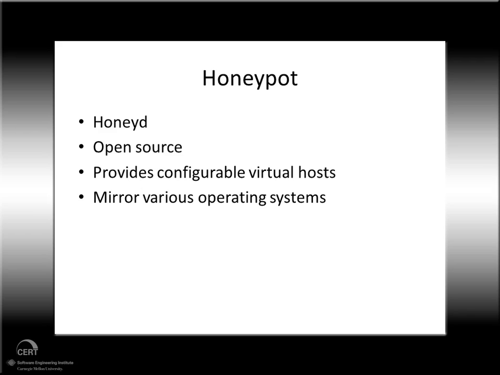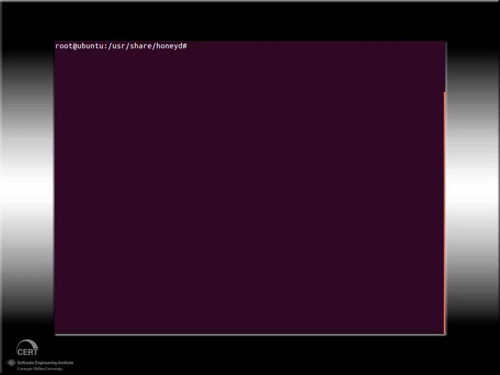This program allows us to set up virtual hosts that can then be configured to appear as whatever operating system we desire. Upon installing HoneyD, we need to modify the HoneyD configuration file to reflect the operating system that we want our virtual host to mirror. We've chosen to go with the standard Windows XP configuration for this particular honeypot.